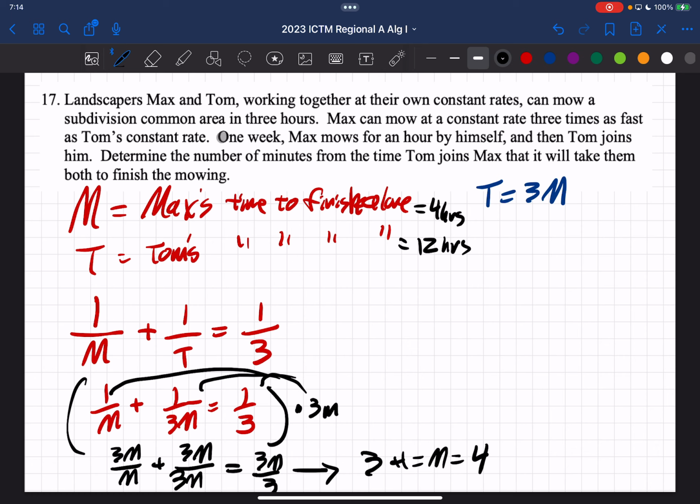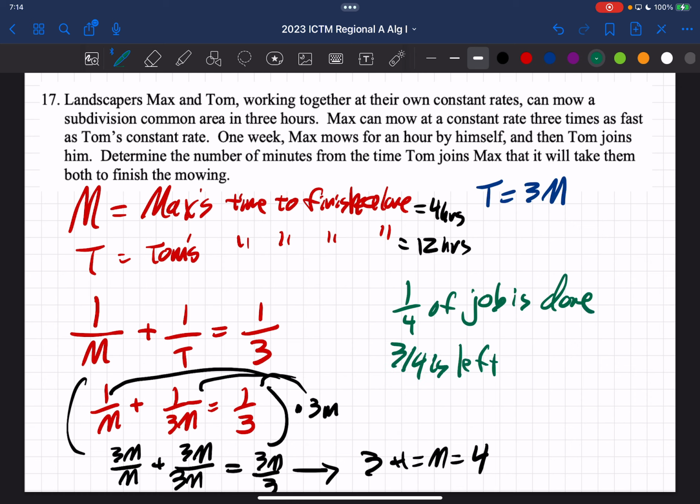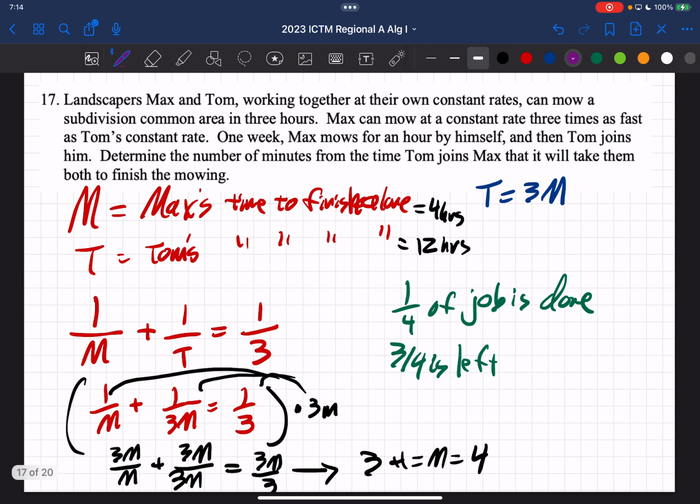Now we can go actually attack the problem. It says one week, Max mows for an hour by himself. So that means 1/4 of the job is done. 3/4 is left. And then Tom joins him. So that means 3/4 of the job is left to do, and working together, they can do 1/3 of the whole yard in 1 hour.